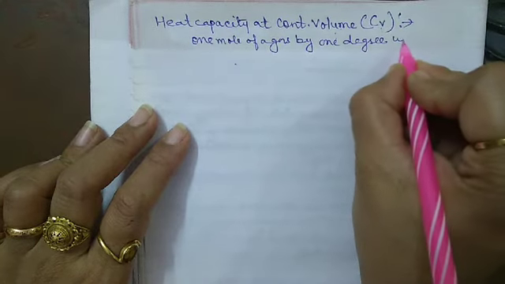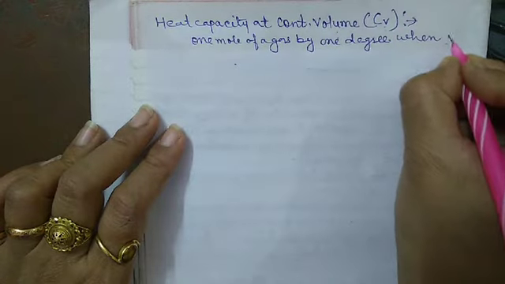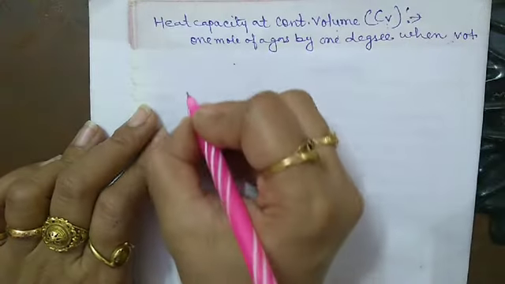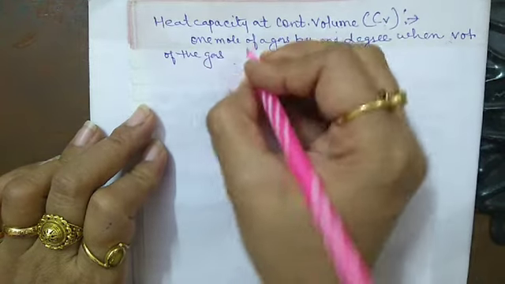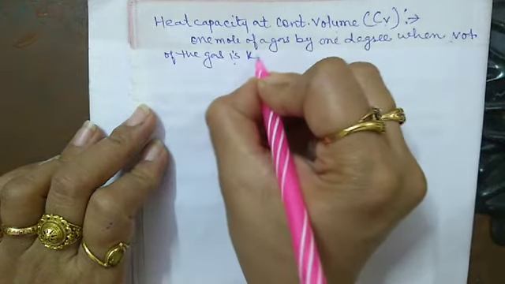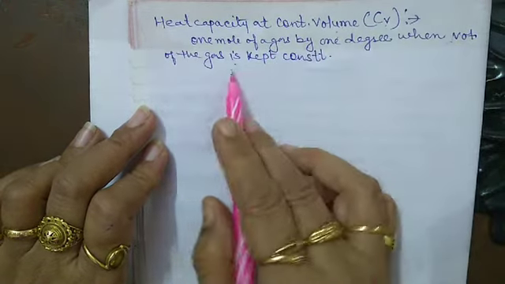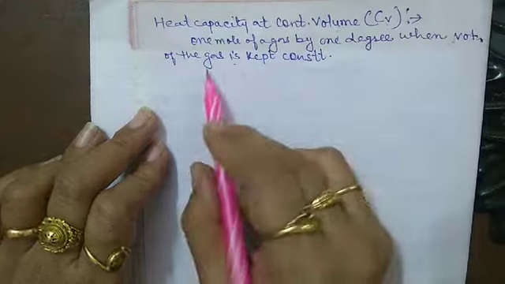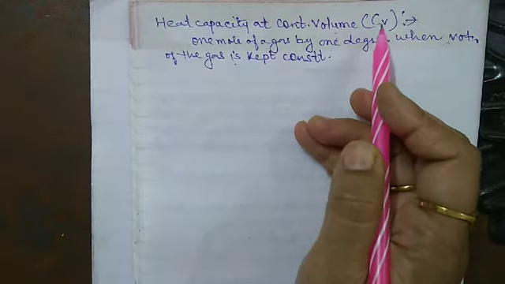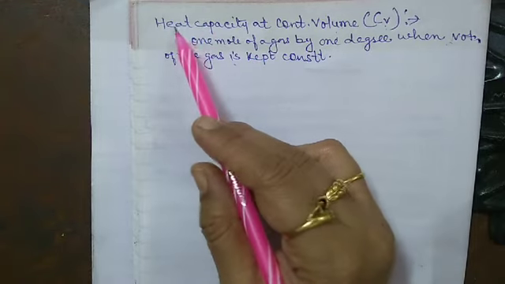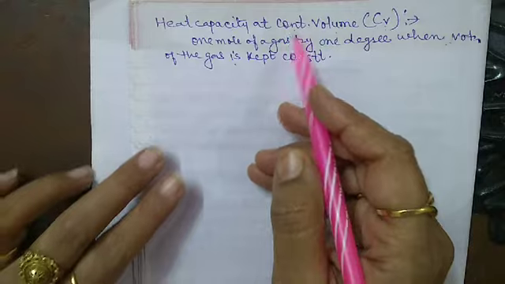By 1 degree when we have a limitation: when the volume of the gas is kept constant. Here the volume is constant. So that amount of heat is known as heat capacity at constant volume.